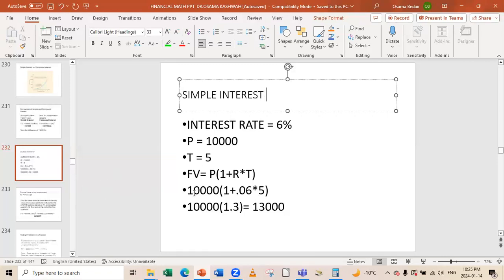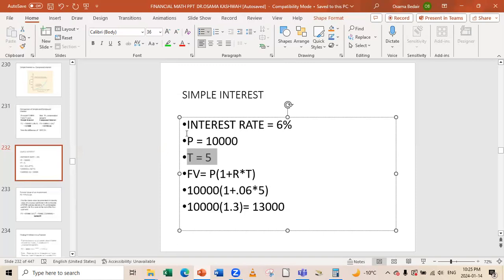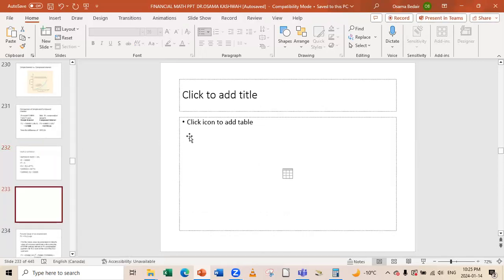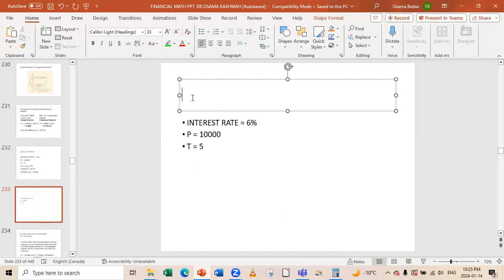How about if I want to do it with compound interest? The second part has the same ideas. I will keep the same three values, but now let me insert a new slide: compound interest, the same data.